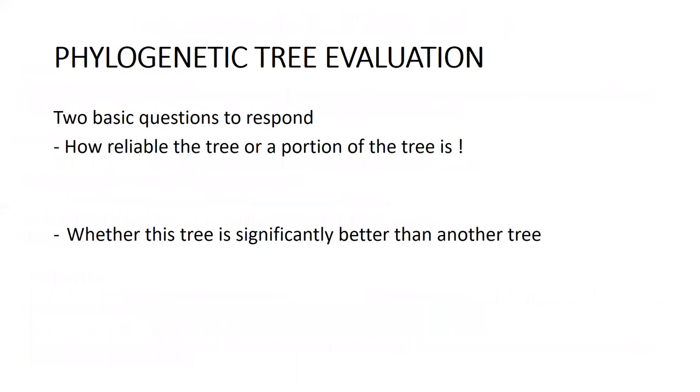So the last step in constructing a phylogenetic tree, as we discussed, is the evaluation of the phylogenetic tree that is constructed. After the phylogenetic tree is constructed, there are two basic questions that need to be responded to. Number one is how reliable the tree or a portion of the tree is. And the second is whether this tree is significantly better than the other tree.